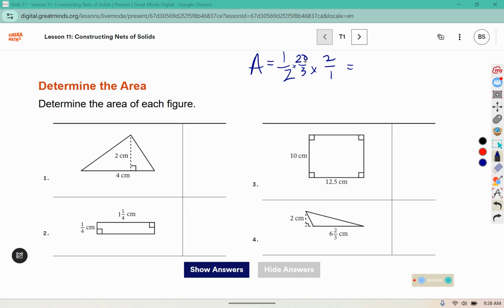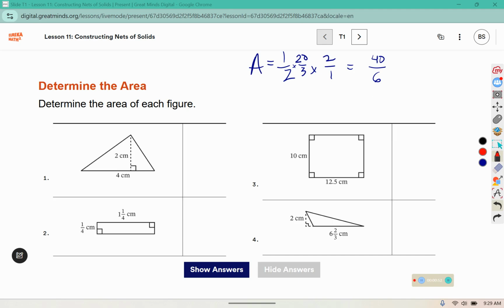1 times 20 is 20. 20 times 2 is 40. 2 times 3 is 6. And 6 times 1 is still 6. So you can write 40 sixths centimeters squared.